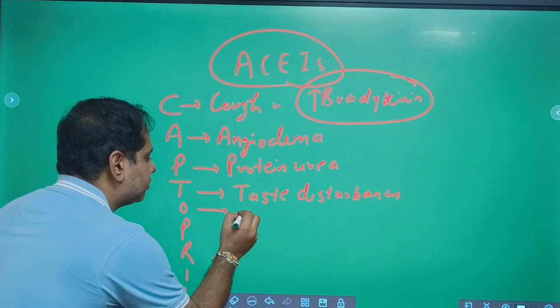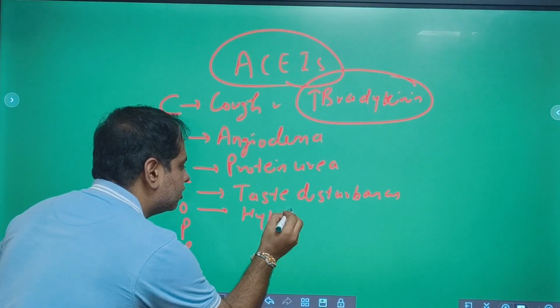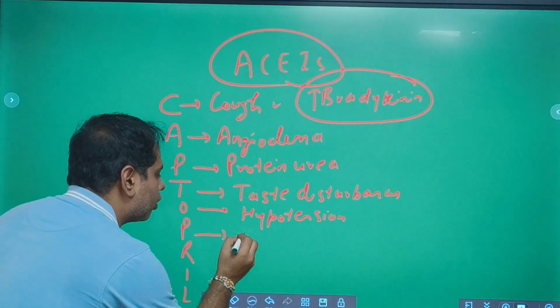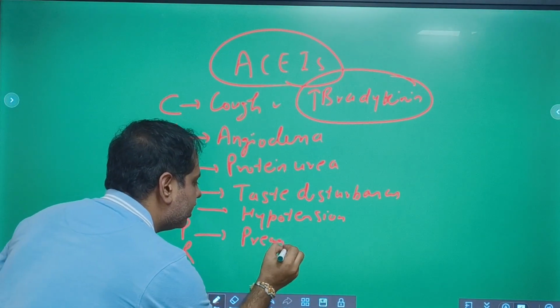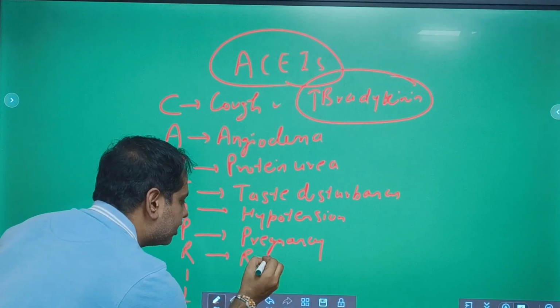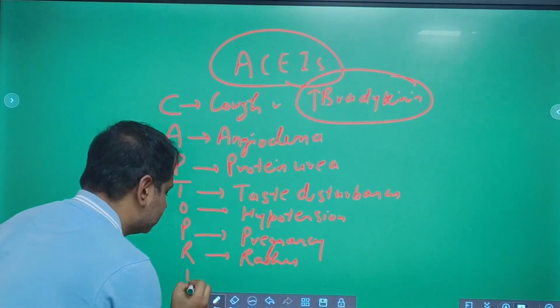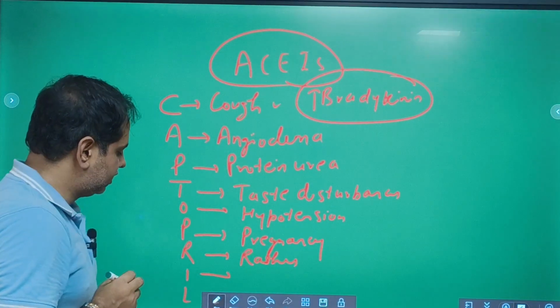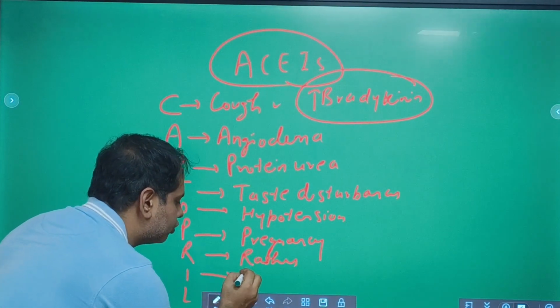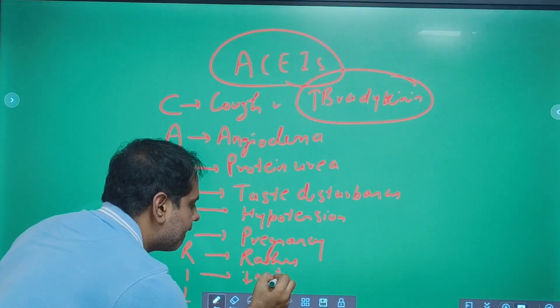O stands for it can result in hypotension. P stands for all the ACE inhibitors are contraindicated in pregnancy. R stands for it results in some patient rashes. I stands for it results in inhibition of your reabsorption of sodium and water.